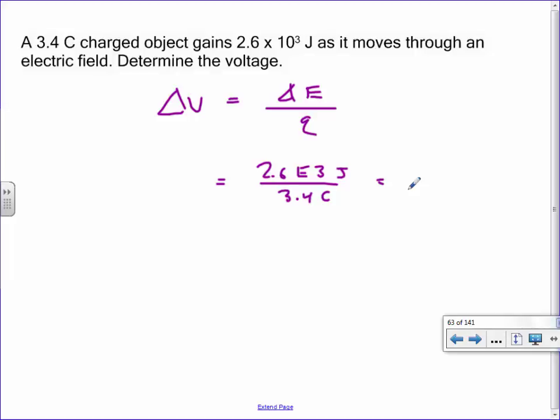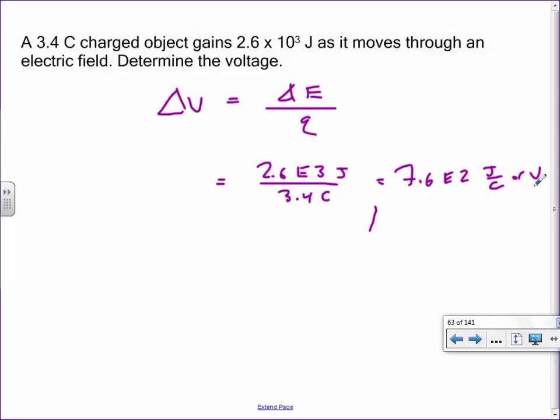7 is 64. So with sig digs, let's call it 7.6 times 10 to the 2. And then your two possible units are either a joule per coulomb, or you could call it a volt. That's what voltage it has.